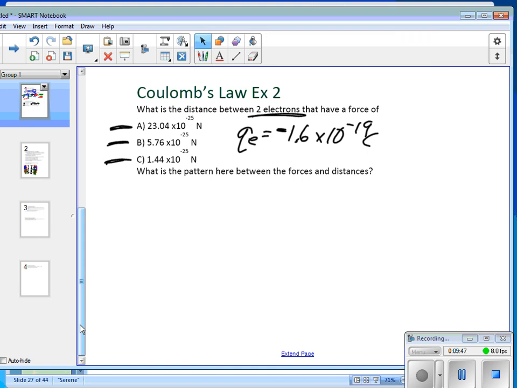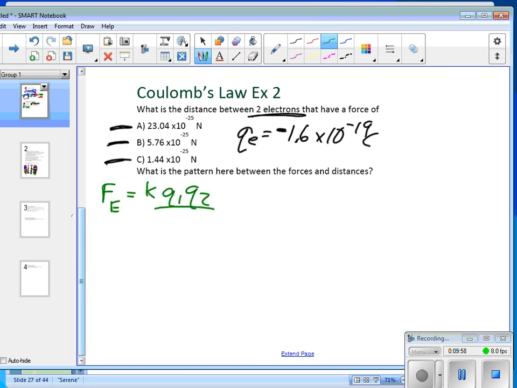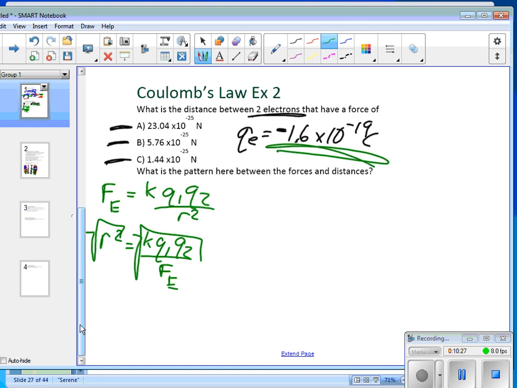You say, well, what equation should I use? It's the only equation we have so far. Force equals K Q1 Q2 divided by R squared. Yes. Now, how do we solve it for R? Because that's kind of what we're looking for, right? The distance in between. R squared equals K Q1 Q2 divided by electrostatic force. And then we take the square root of each side. And there we go. Now we can plug in these different charges, and they will cancel each other out in terms of the negative signs.